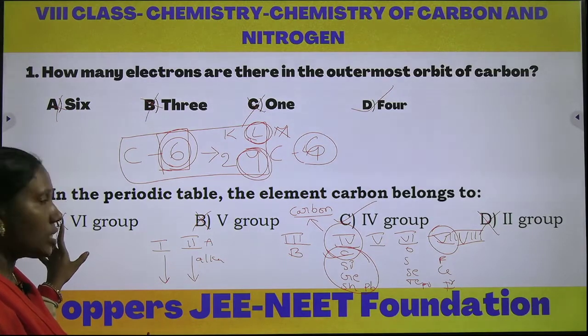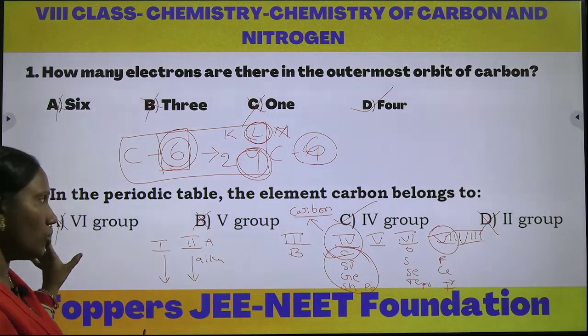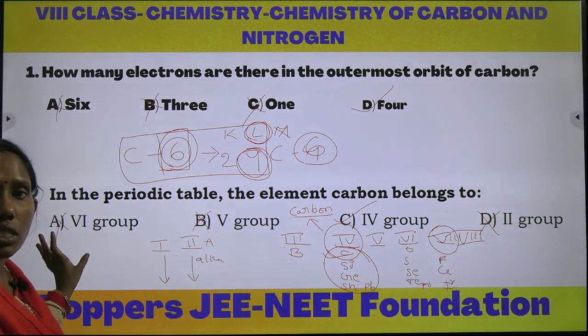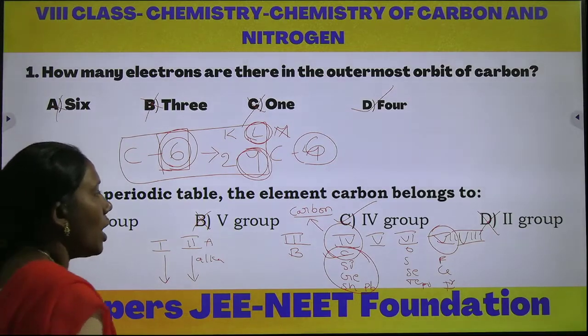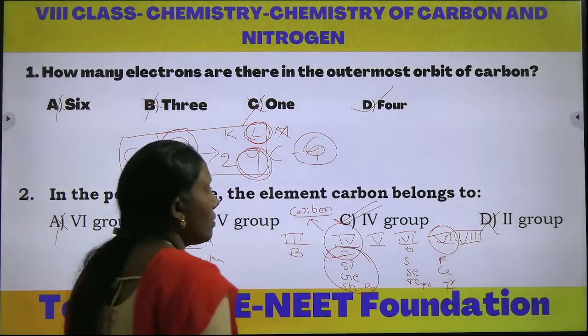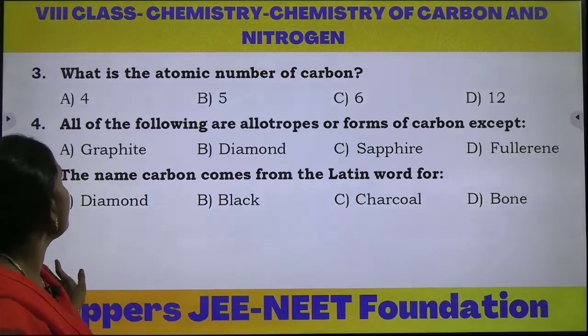Then the sixth group belongs to the oxygen family, also known as chalcogens: oxygen, sulfur, selenium, tellurium, polonium. These are the elements. So I will go with the fourth group. Okay, comes to the next one.